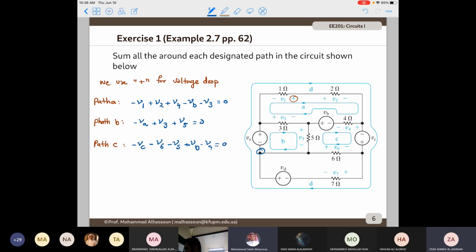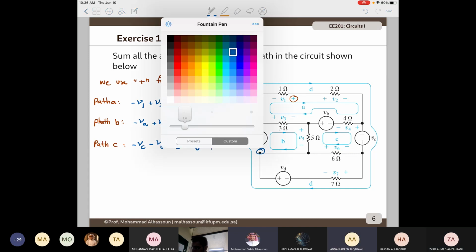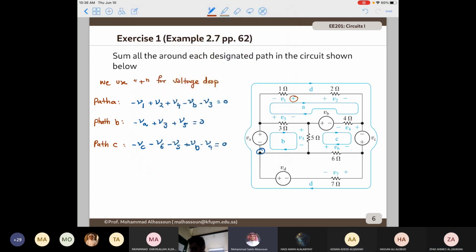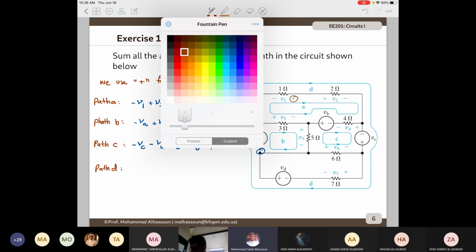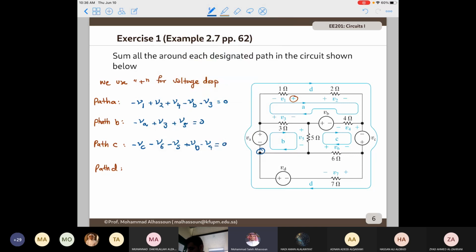Adnan? Minus VA, minus V1, plus V2, minus VC, plus V7, minus VD equals 0. Excellent.